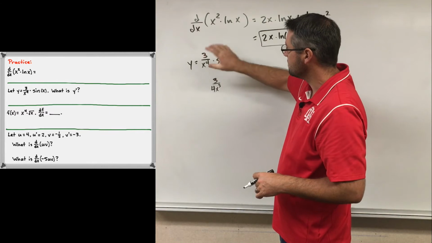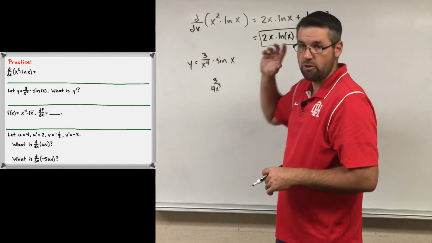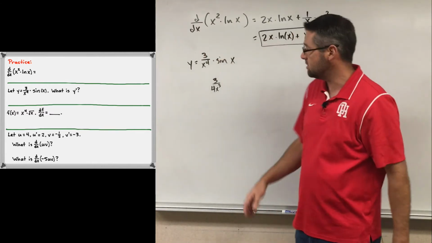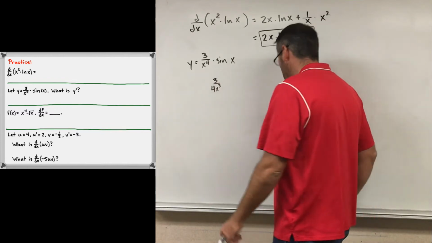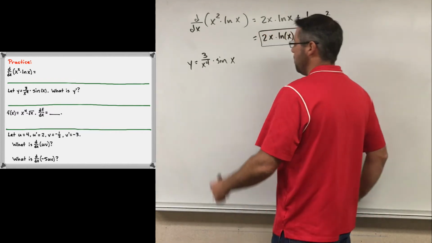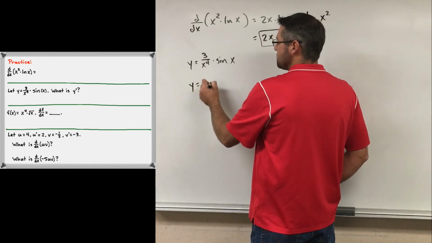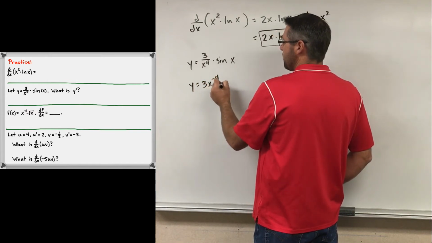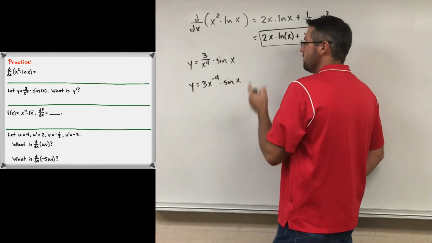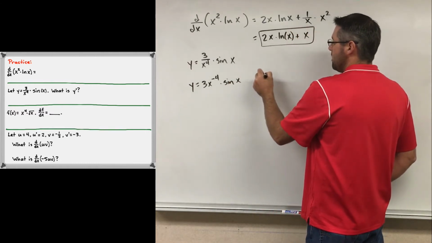If that's the case, we've got to either use a rule called the quotient rule, which we'll get to in the next lesson, or we have to rewrite this in a way that we can use one of the rules that we know. So what I'm going to do is go ahead and rewrite this with a negative exponent. So it's 3x to the negative fourth and then times sine of x. From there we can apply the product rule.